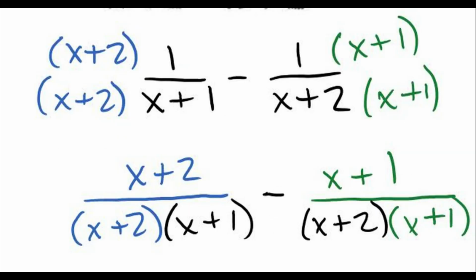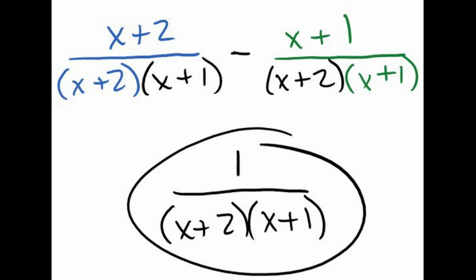Okay, so now I'm just going to subtract the tops and leave the bottoms the exact same. So x minus x, because there's a minus sign in between, cancels off. 2 minus 1 is how I get the 1 up top, and on the bottom, I just have that x plus 2 times x plus 1, and I didn't have to FOIL that out. Okay?